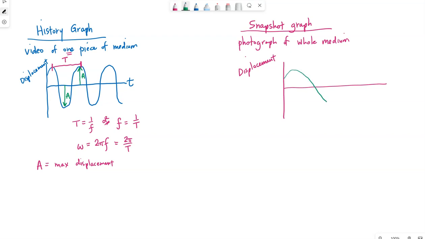Our graph that we just looked at was something along these lines. So this bead was not at its maximum displacement. This one was. This one was at equilibrium. This one was somewhere between equilibrium and maximum. And so what we're seeing is each little bead and where it is and how far it is displaced from equilibrium.